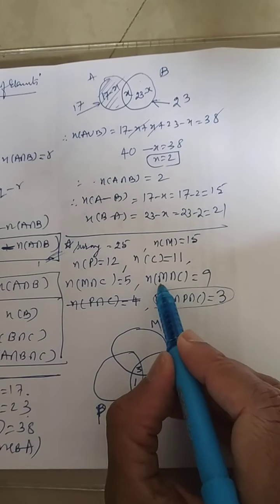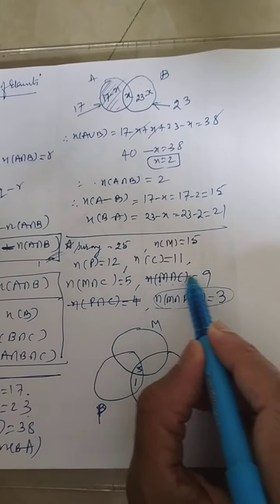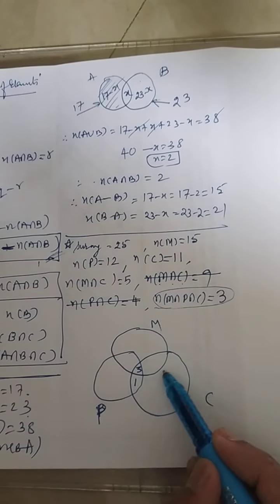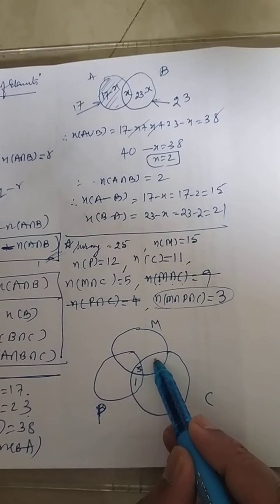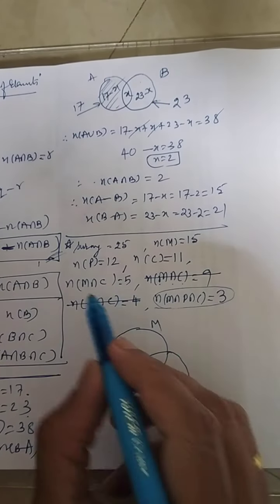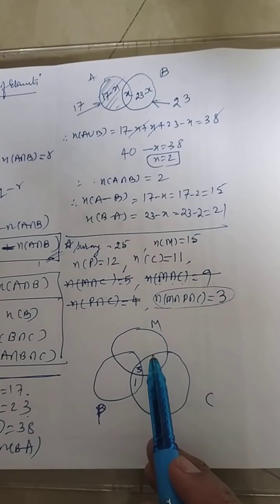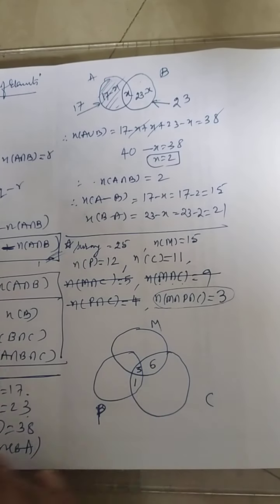Now maths and chemistry is 9. This is maths, this is chemistry. In this section I should write 9, but 3 is already there, therefore 6. Now maths and chemistry is 5. Just wait, let me confirm where physics is and where chemistry is.